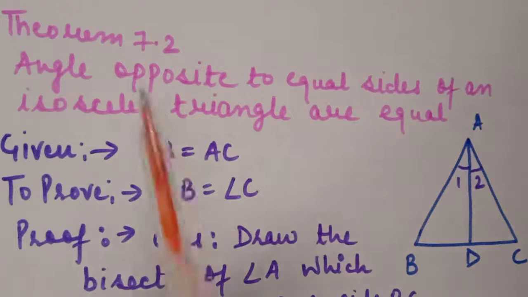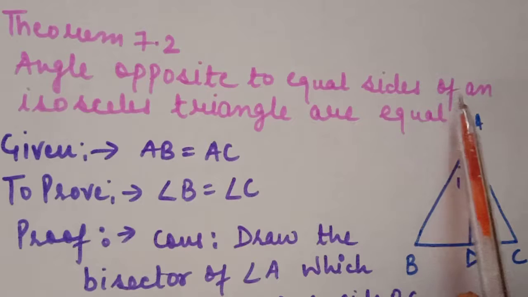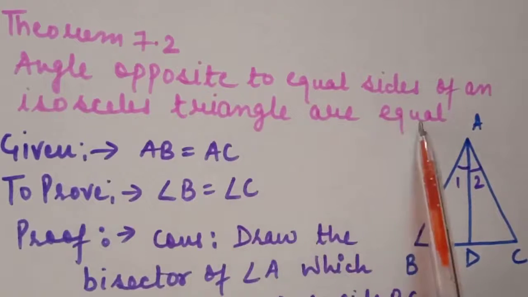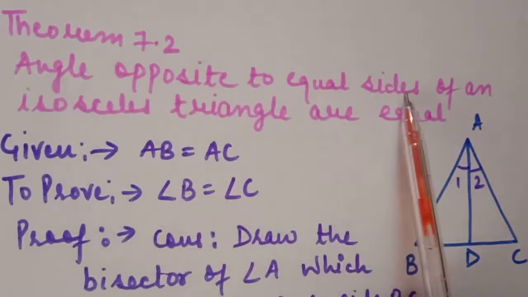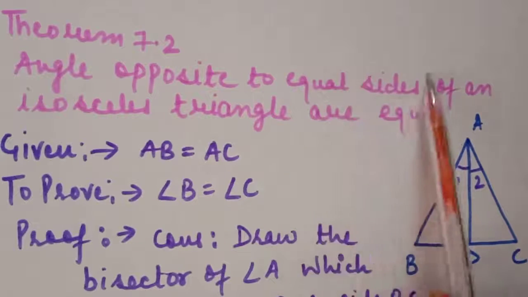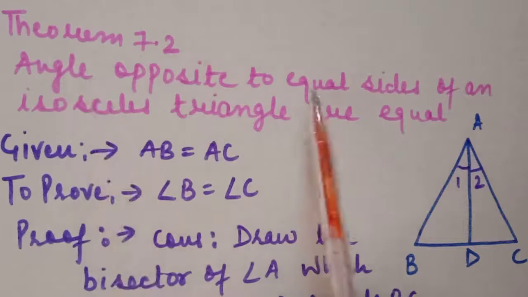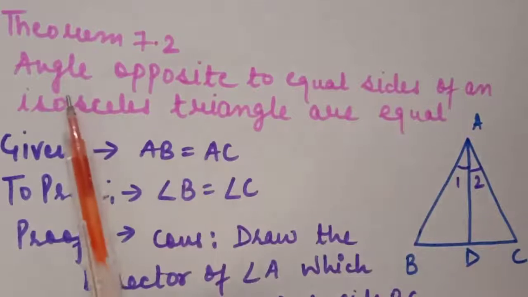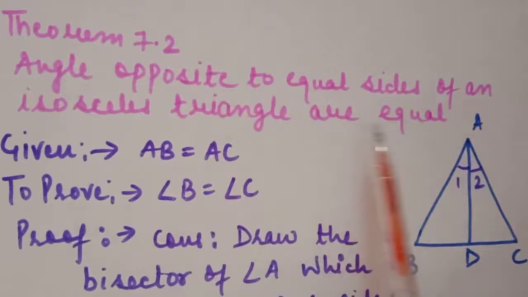So students, theorem 7.2 is: angles opposite to equal sides of an isosceles triangle are equal. So students, what does it mean? Angle opposite to equal sides. It means it is given that sides are equal, so the triangle is isosceles. It says angles opposite to equal sides are equal. It means equal sides are given and we have to prove that the angles opposite to them are also equal.